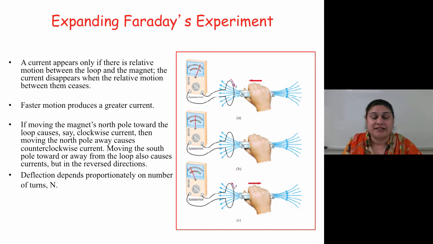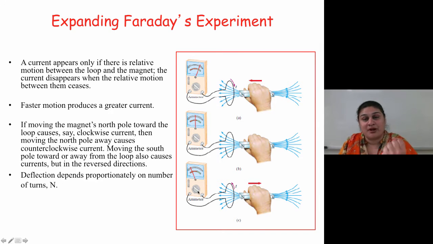Later, people did expand Faraday's experiment in this way. They put a loop of wire and attached it to an ammeter. It was not connected to a battery at any point. But what they found was that if you take a magnet and move it towards the loop, there will be a current set up. If you hold it steady, even though there is a magnetic field present, the ammeter reads absolutely zero.